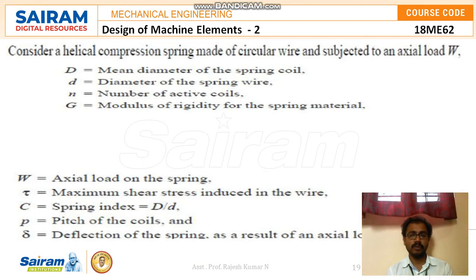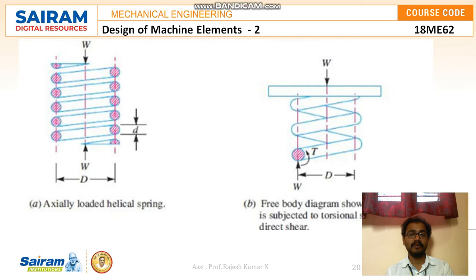Capital G is the modulus of rigidity for the spring material. As we already assumed, the load applied on this spring is an axial load, capital W, and tau is the maximum shear stress induced in the wire. Capital C is the spring index, which we discussed in the previous video, equal to capital D by small d, that is, the mean diameter of the spring coil to the diameter of the spring wire. P is the pitch of the coil, and in most cases the pitch remains the same. Finally, delta is the deflection of the spring, which is a result of the axial load W.